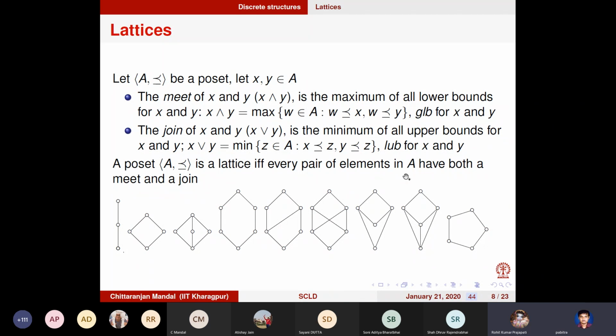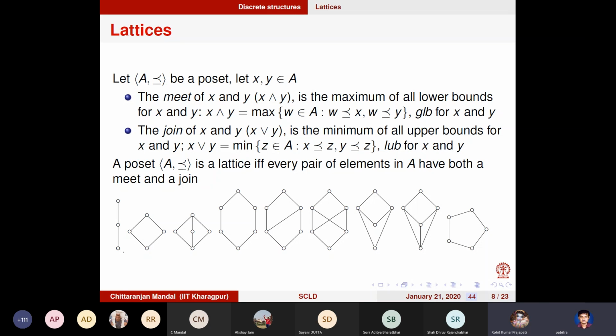So I am talking about 2 and 4. What is the lower bound set of 2 and 4? So 2. It's just 2. And what is the maximum of this lower bound set? 2. So meet exists.